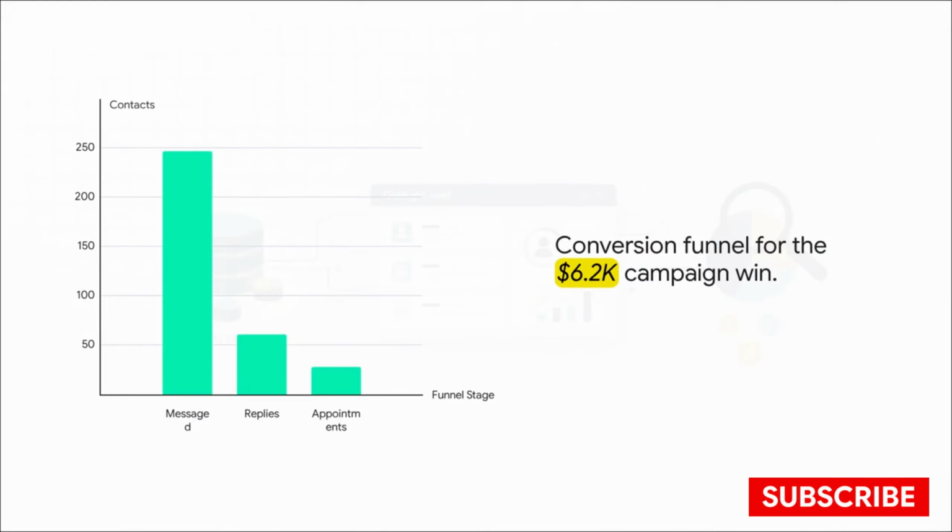Let's visualize that conversion funnel. For the local business that won this 6.2K, they started with just 247 dormant contacts. They saw a massive 24.7% reply rate, resulting in 28 booked appointments. Now, if we scale that math up to our 847 lead story, that beautifully spaced out sequence resulted in 203 replies and a staggering 94 appointments booked. The math scales beautifully when the friction is this incredibly low.